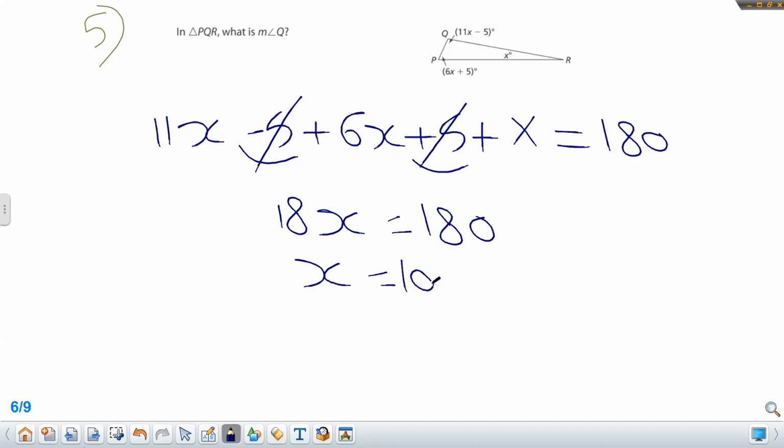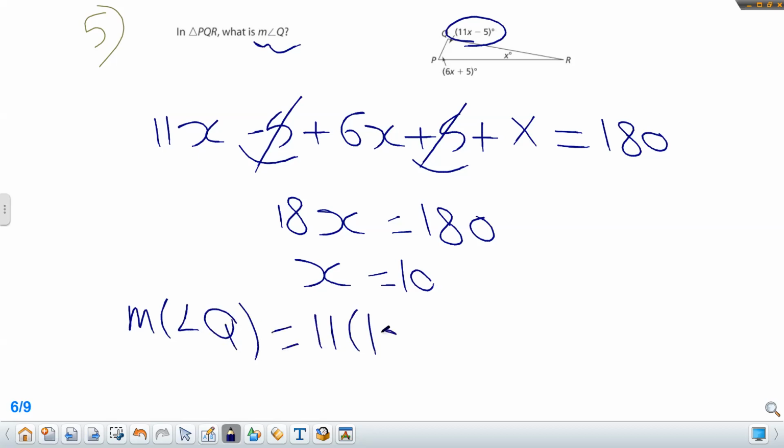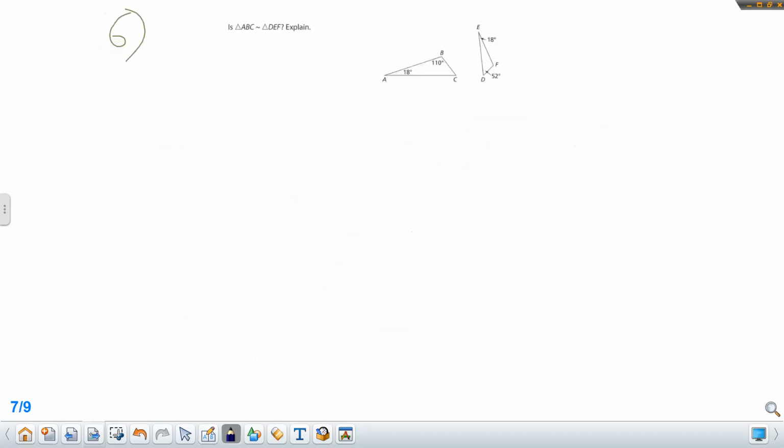But what's the required here? Measure angle Q. Angle Q is 11x minus 5. So we can find the measure of angle Q by substitution: 11 times 10 minus 5 to be 105. 105 degrees. Okay. Next one. Number 6.